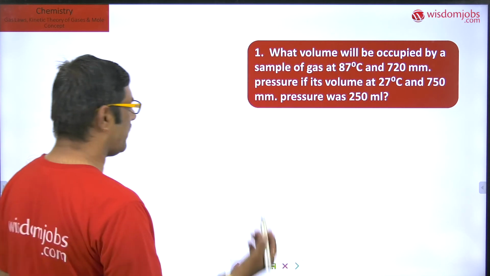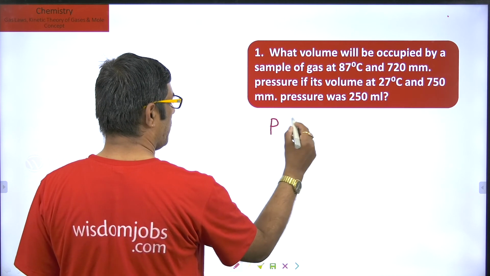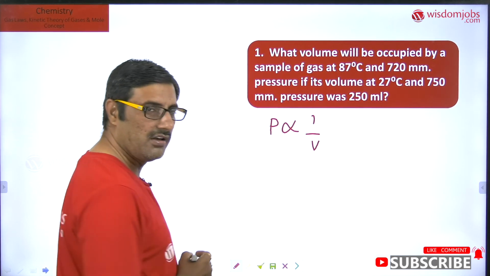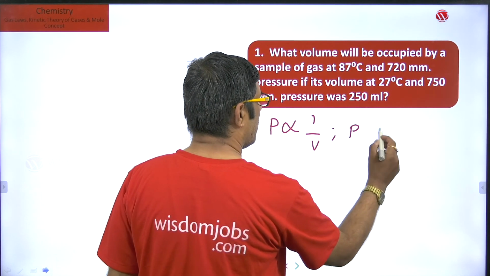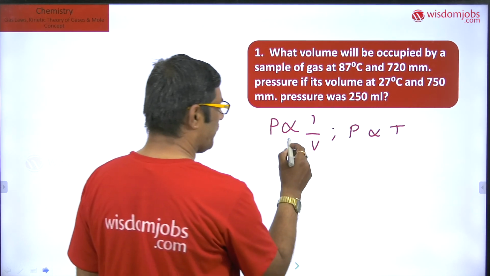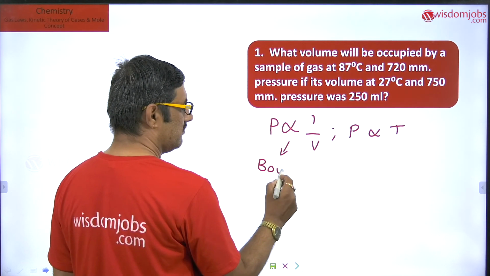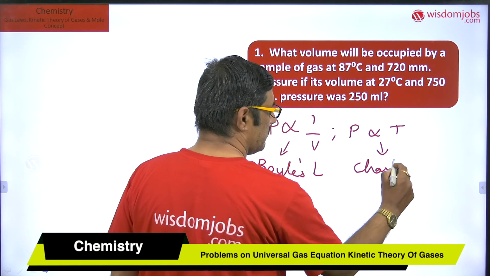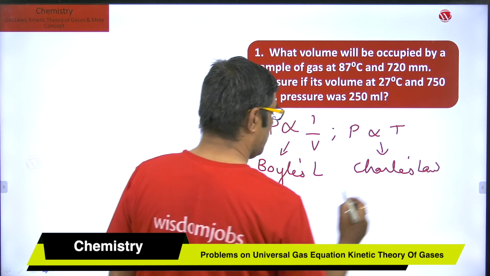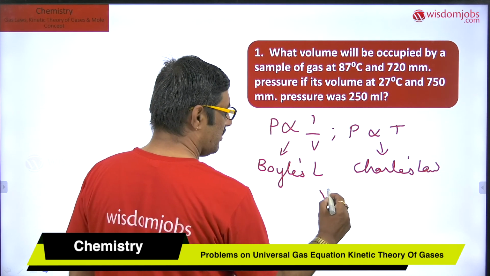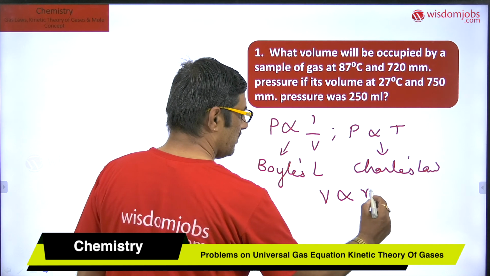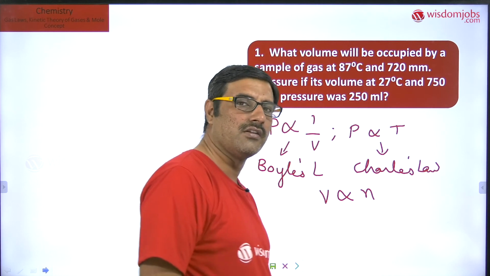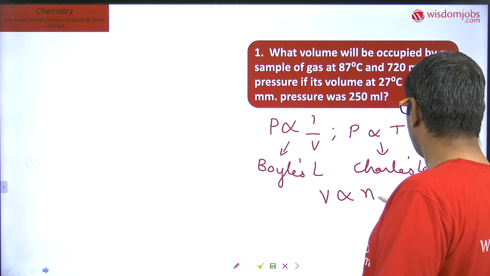Now what does Boyle's law state actually? Boyle's law states that the pressure of a gas is inversely proportional to its volume. And the pressure of a gas is directly proportional to temperature, so this is your Charles' law. And you have one more law, which is that volume is directly proportional to the number of moles. This is another law, Avogadro's law, the third one.